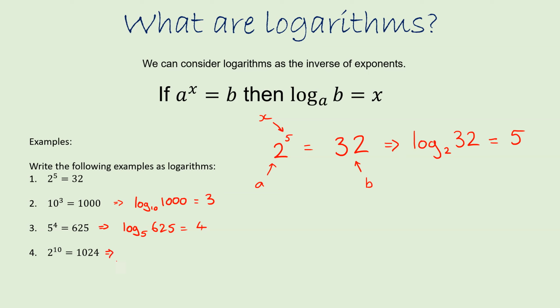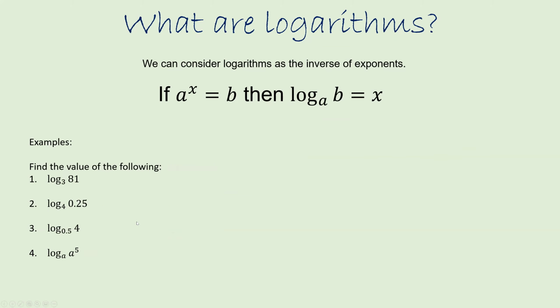And the final one, everyone's favorite with binary: we've got log base 2 of 1024, and that's equal to 10. So hopefully you've got a good idea of going from the exponent form into log. Now let's look at going backwards. The same idea, same formula, we're just going the other way.